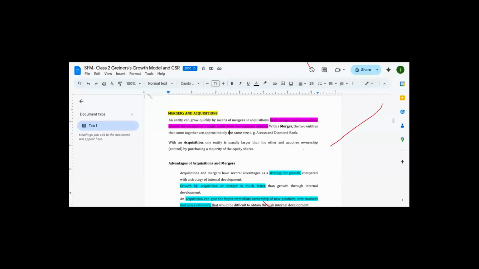But what we need here is that in a merger, we have two or more companies coming together to merge their businesses, pool resources together, and share profits together based on the sharing ratio or agreed terms. So we have an example of a merger there: Access Bank and Diamond Bank.